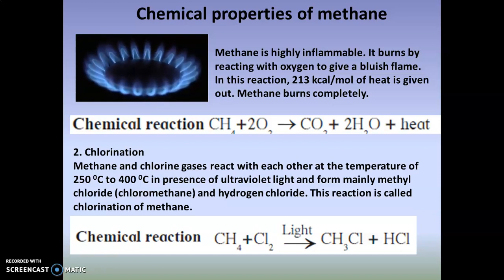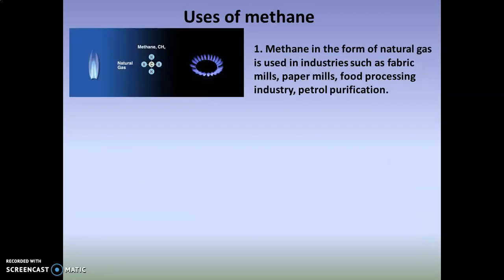So this reaction is called chlorination of methane. This chlorination reaction is a very important industrial reaction which is used for various industrial products that are related to chlorine. So that is chlorination of methane. Methane CH4 plus chlorine Cl2 in the presence of UV light gives us methyl chloride and hydrochloric acid. So this is an important industrial reaction.